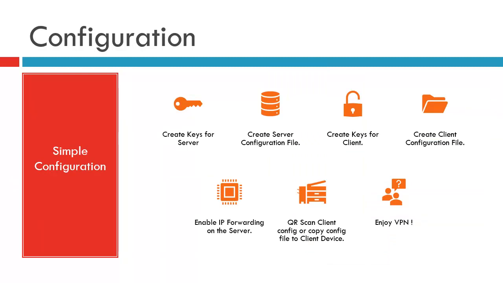Then there comes the configuration. Once you have WireGuard installed, you create the keys for the server. You create the configuration file for the server. Then you create the client keys. You would do this for however many clients you have; you would have to create the keys for all those different clients. Then you create the configuration file with the keys and some other additional configuration points, which we will talk about. And then on the VPN server, you enable IP forwarding so that you can forward the traffic from the VPN connected clients out to the internet. Then we just QR scan the client config or just copy the config file to the client device and then connect, and we enjoy the VPN.